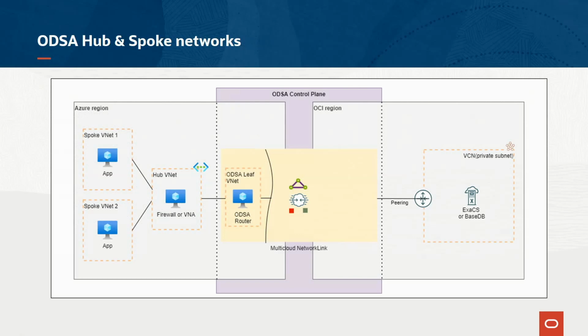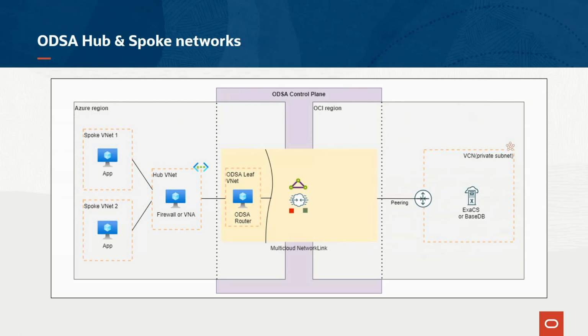So if we plumb ODSA into this, then the typical example, as I said earlier, is to attach it to the hub VNet. So during the creation of this database, we link it to the hub VNet. And one additional thing that we now need to do is make sure that the ODSA router, which we've discussed in a previous session, in the ODSA leaf VNet, is set up. It's part of the ODSA control plane and is the first thing within ODSA that the traffic out of Azure reaches. And that ODSA router needs to know where to send the traffic.